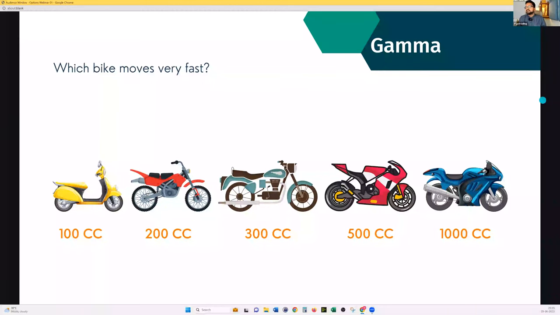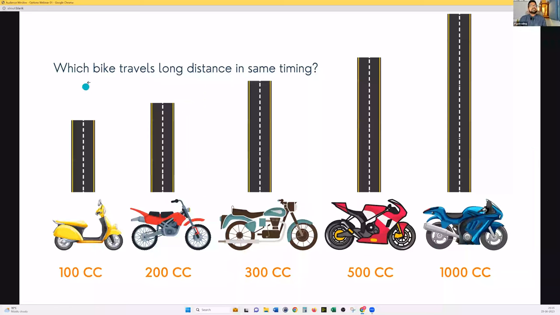Which bike moves fast? Come on guys, everyone type your answers. Which bike moves very fast? Obviously your answer is going to be the 1000cc bike. Okay, now, which bike travels a long distance in the same time? I have given only 2 minutes.